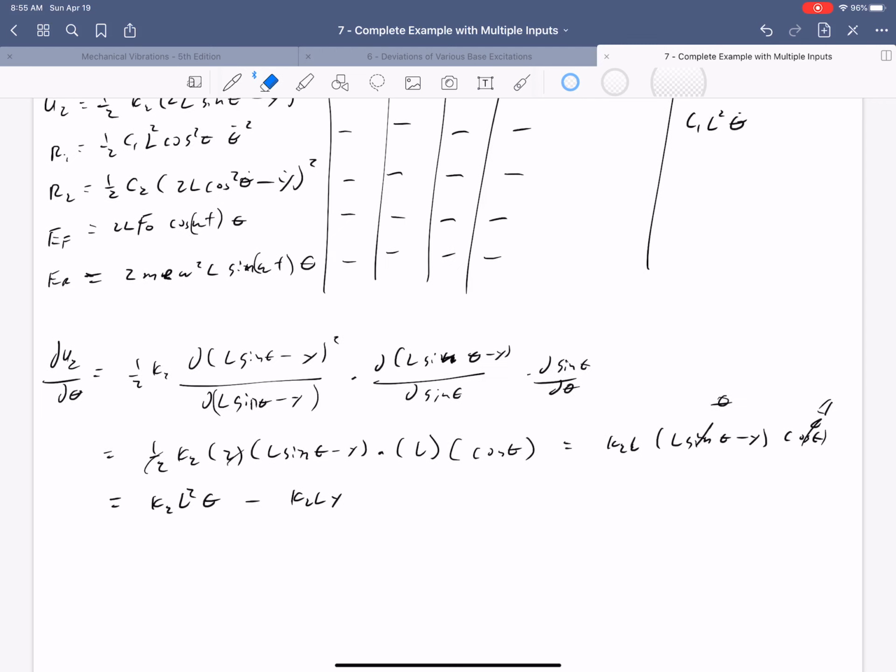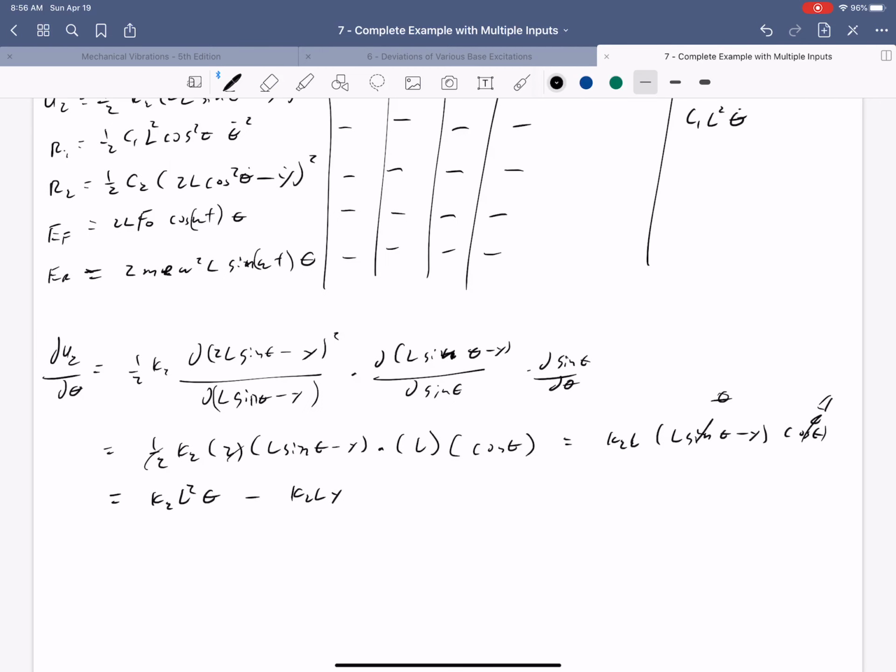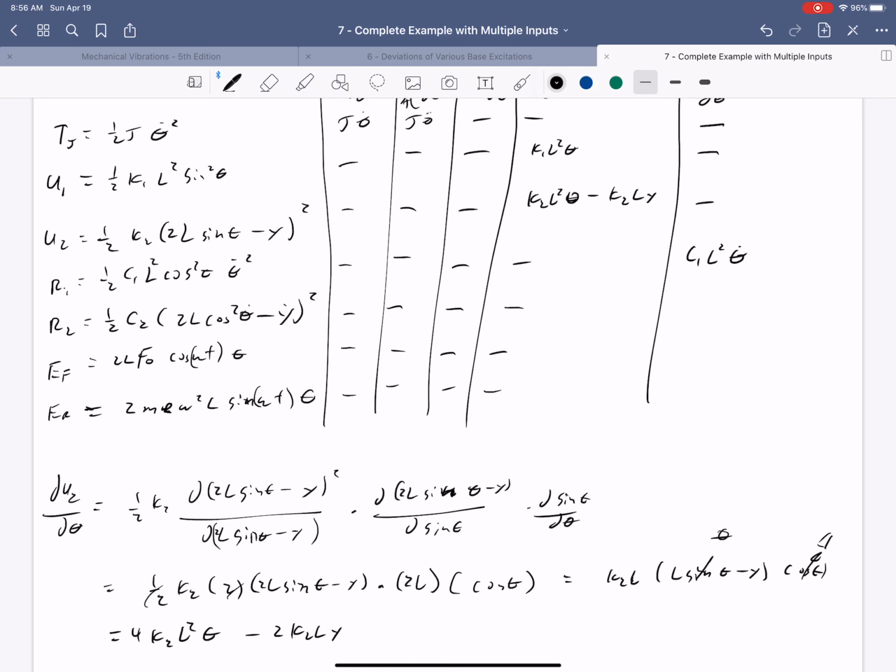Now let's go and fix this. This becomes a 2, 2, 2. Okay, there's a 2, and there's a 2. And that becomes 4, and that becomes 2. Okay, let's check my other notes, see if there's anything else I forgot. Okay. Now, this is going to have the same form of C2, 4, and that's a 4, and that's a 2. 4 C2 L squared θ dot minus 2 C2 L y, okay?